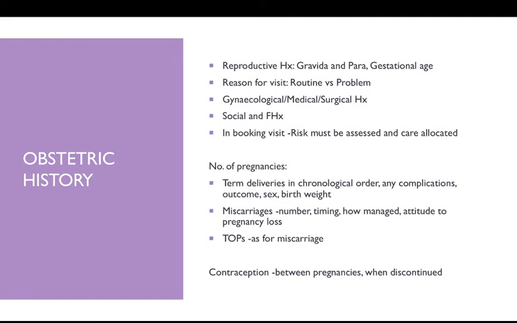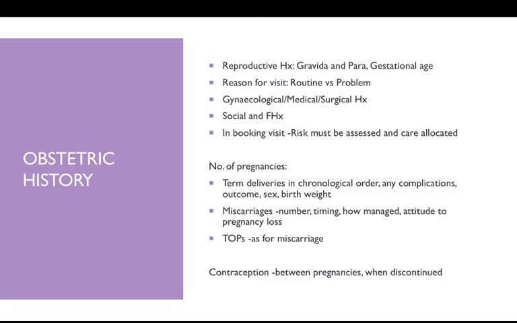Okay, so the components of an obstetric history. The key parts that differentiate an obstetric history from a normal medical history would be you need to take a reproductive history, so you need to ask about gravida para. So you need to know about the number of previous pregnancies. It's easy to do this in chronological order.